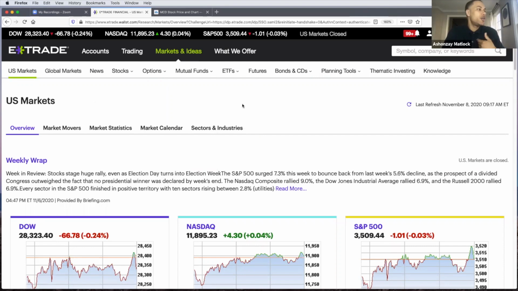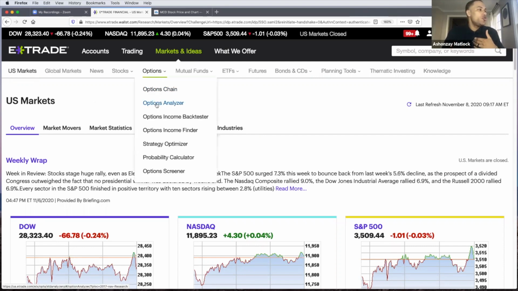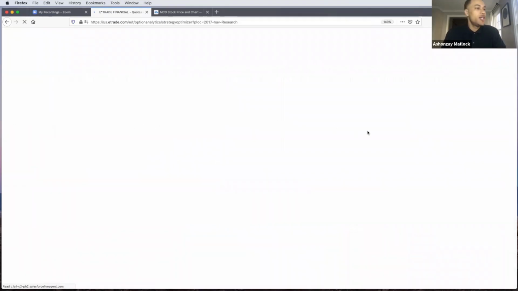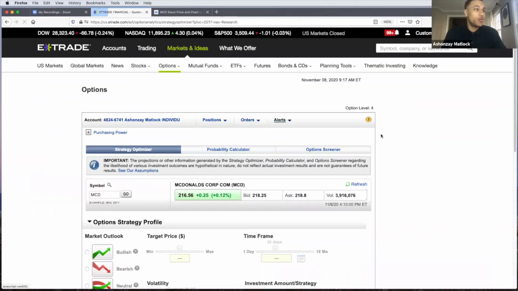Now, we kind of walked through this before, so I'm gonna move a little bit quicker. So in order for us to use the options analyzer, that's what we're talking about today, we need to find a trade for us to analyze, right? So let's go to our strategy optimizer to find a trade to analyze. Now, I know that McDonald's has earnings this week. So let's use McDonald's as our example.